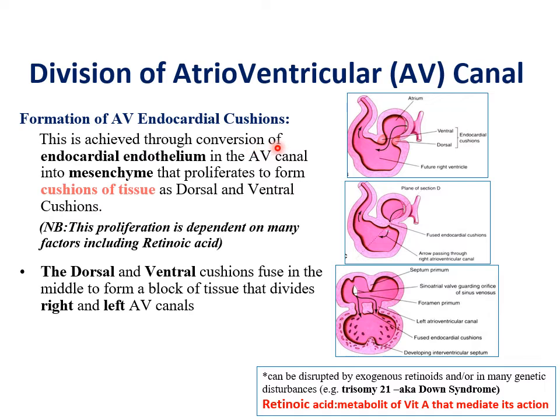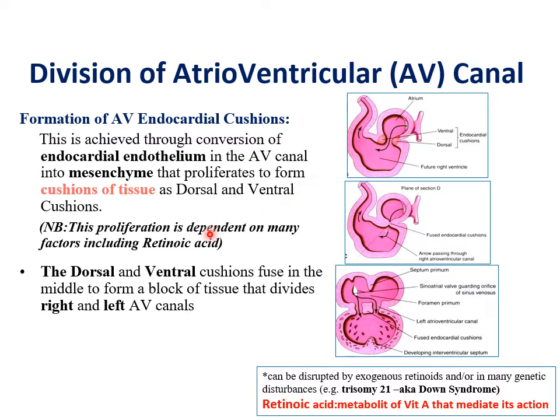This is achieved through the conversion of endocardial endothelium in the atrioventricular canal into a mesenchyme that proliferates, and both cushions approximate each other to form what is known as the cushion of tissues, the dorsal and ventral cushions.